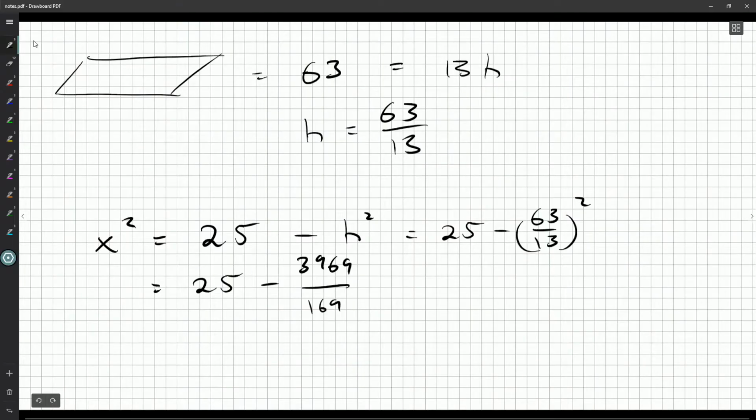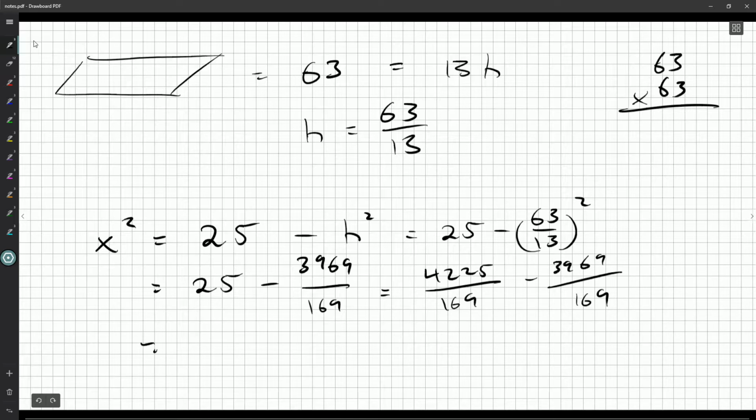Although I suppose we could work it out by hand if we really wanted to. So if you didn't have your calculator, you could still work this out. You know, just do 63 times 63. Do it like you learned a long time ago. Okay. Now, how can I subtract this from 25? Well, we need ourselves a common denominator. So 25 times 169, 4,225.